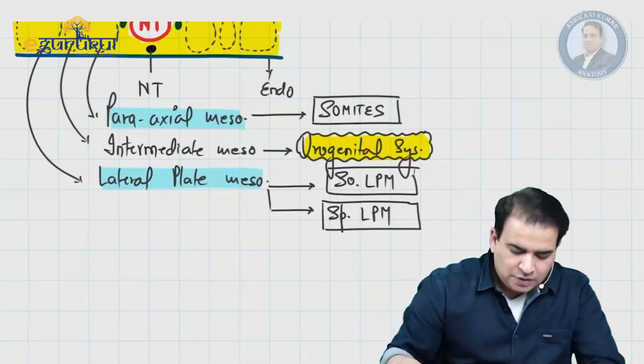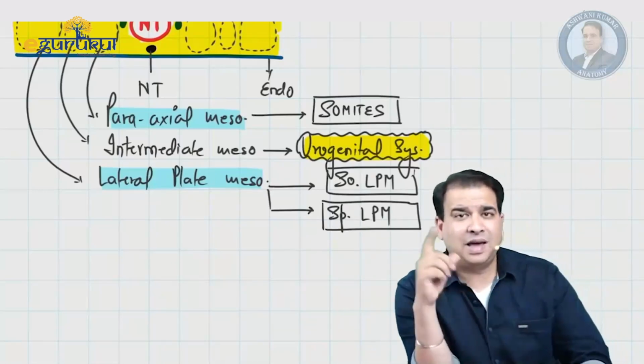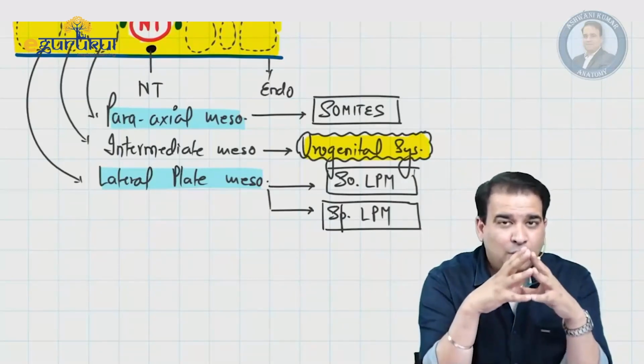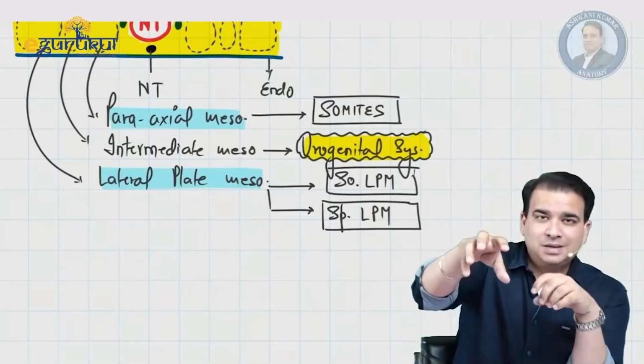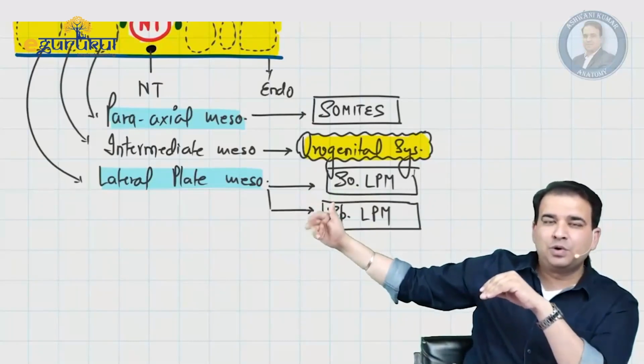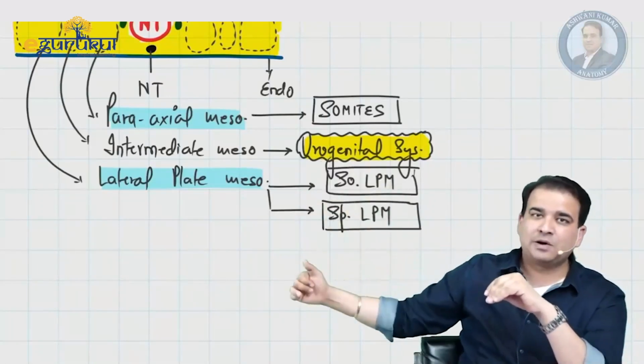lateral plate mesoderm. We use these words somato and splanchno with the extraembryonic mesoderm too: somatopleuric extraembryonic, splanchnopleuric extraembryonic. Now we are talking about the intraembryonic mesoderm, inside the embryo proper. That lateral plate mesoderm is going to divide into the somatopleuric layer and the splanchnopleuric layer. We'll see that.